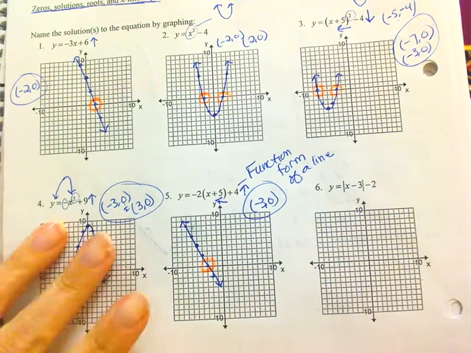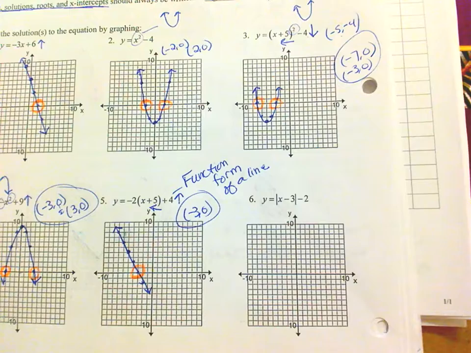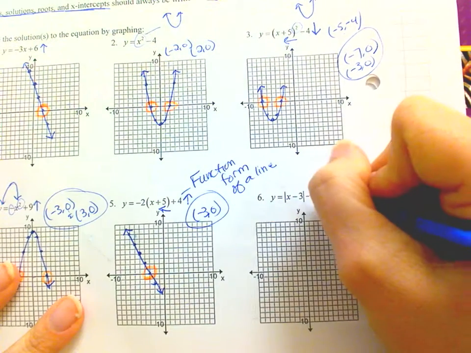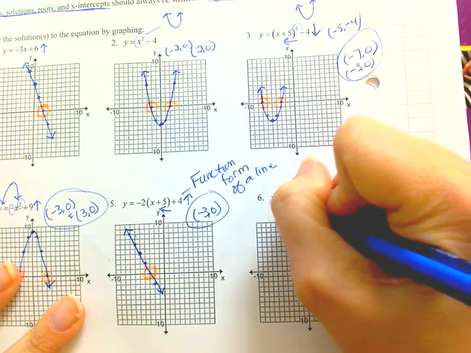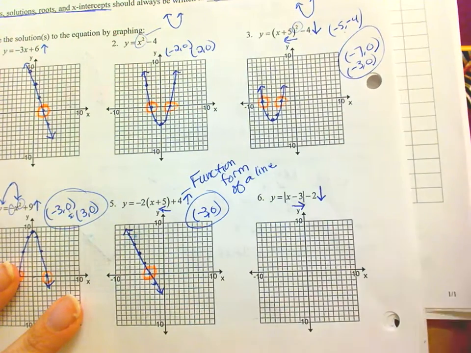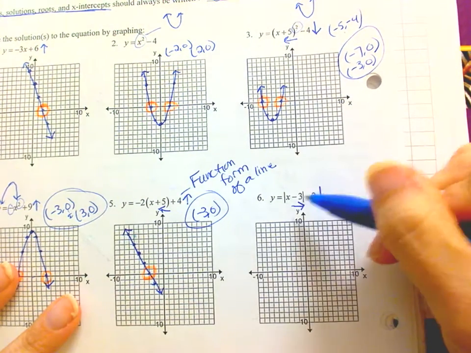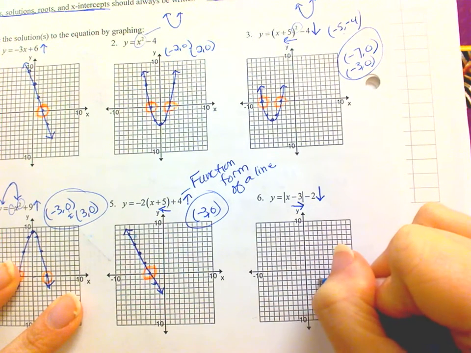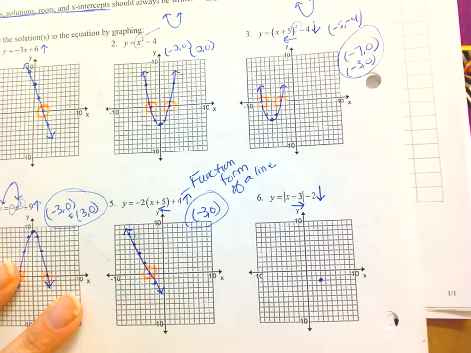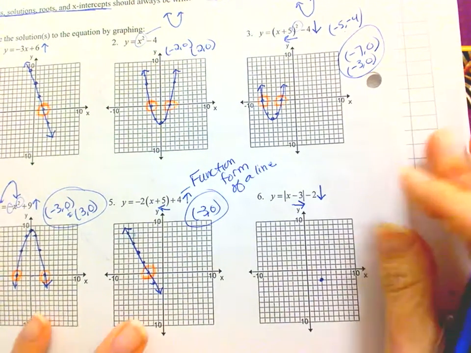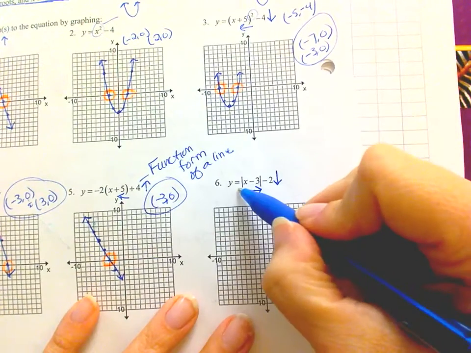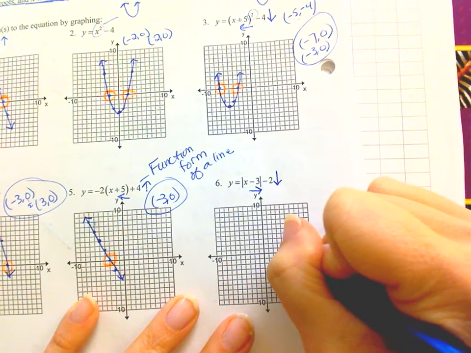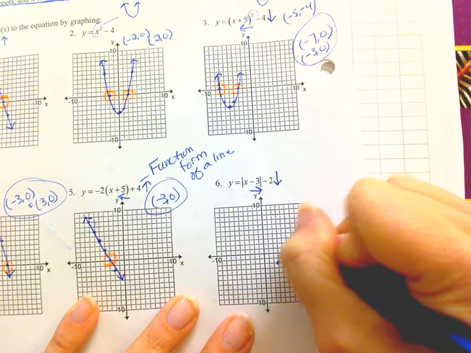All right, last one. Last one, number 6, is also not a parabola. You've got absolute values. The 2 and the 3 mean the same thing for all of these, though. Down 2, right 3. 1, 2, 1, 2, 3. That is your starting point, and this is a vertex, but this time we're going to make a V. There's no number out front here, no A, so up 1, out 1, up 1, out 1.